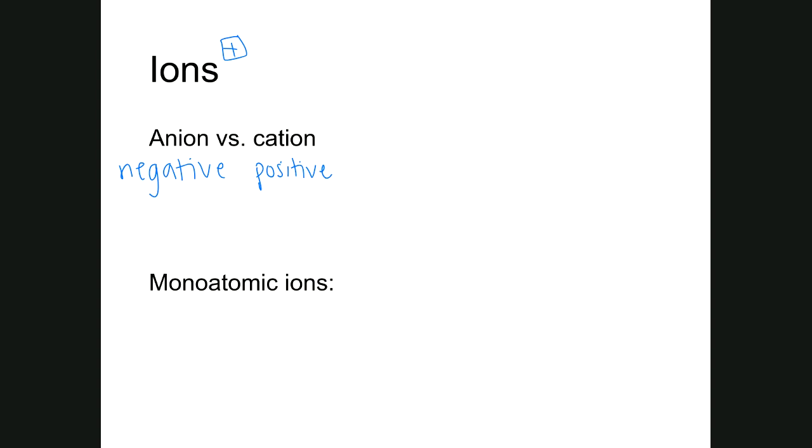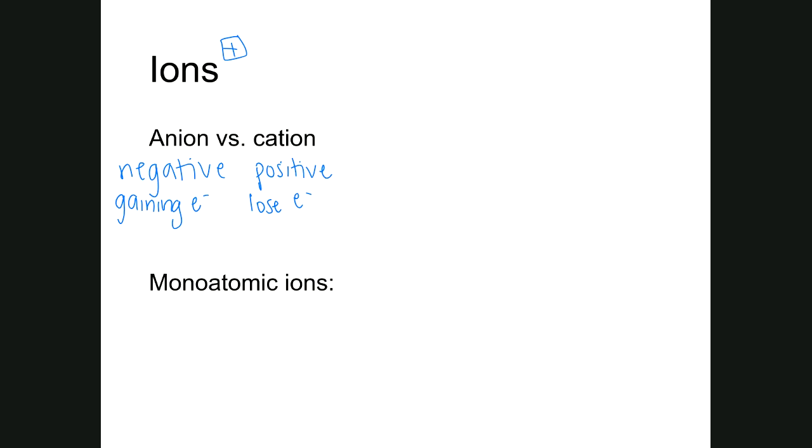Now the fact that anions are negative comes from the fact that they are gaining electrons. Because remember, electrons are negatively charged. So if we're taking in more negative charges, we're going to become negative. Cations are positively charged because they are losing electrons. So if we're getting rid of that negative charge, we're becoming more positive.